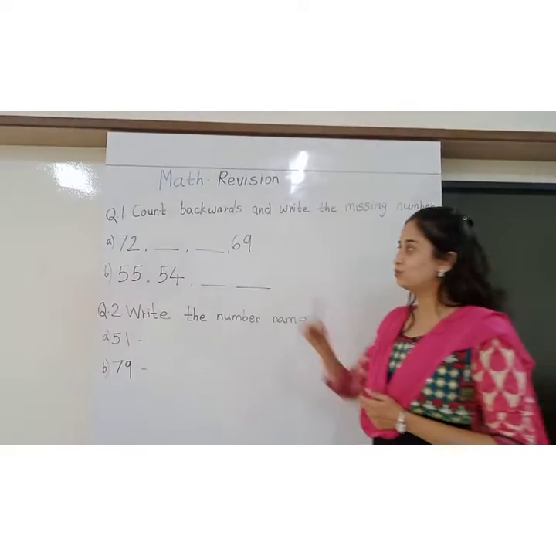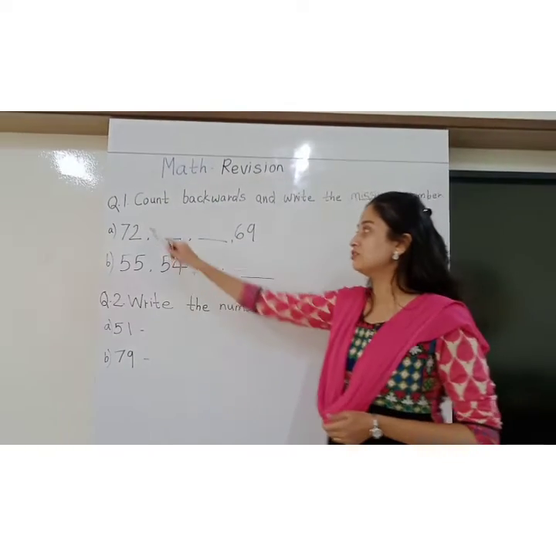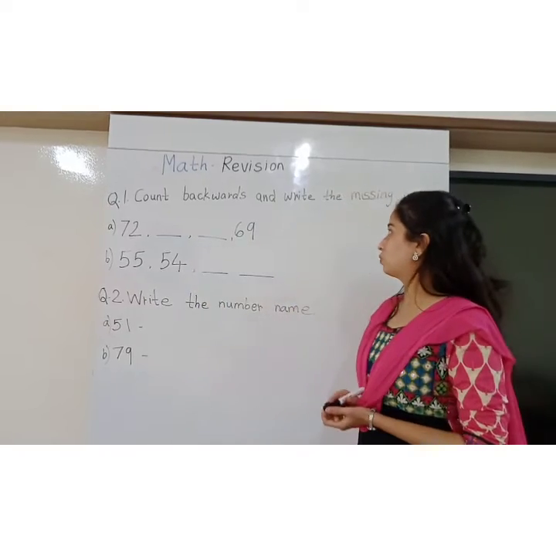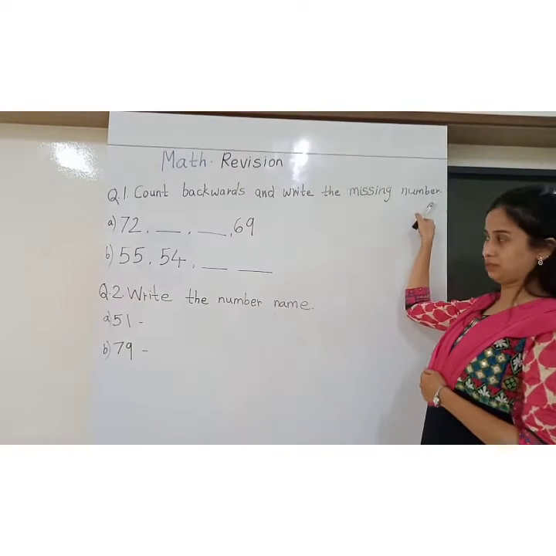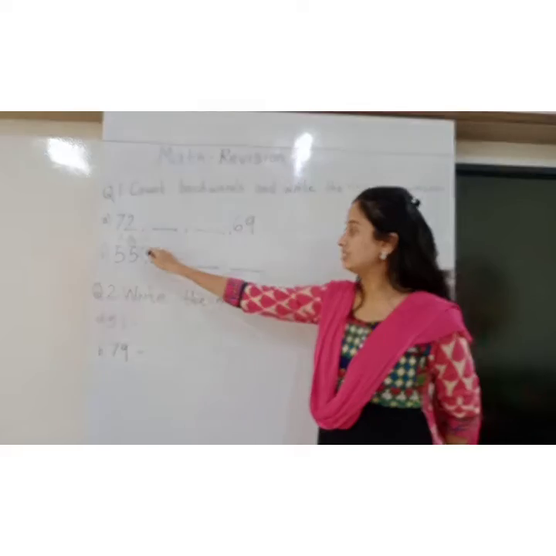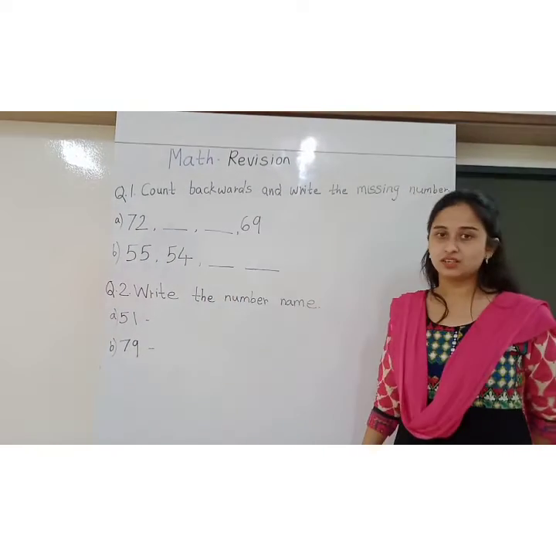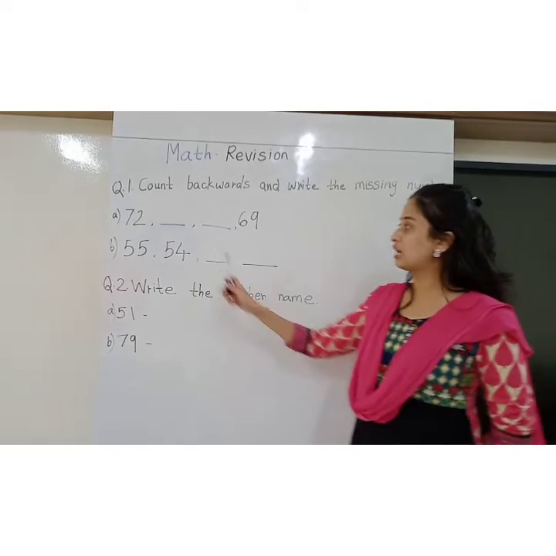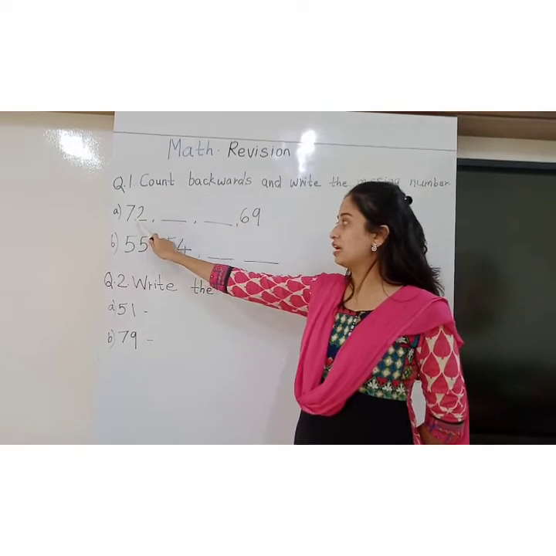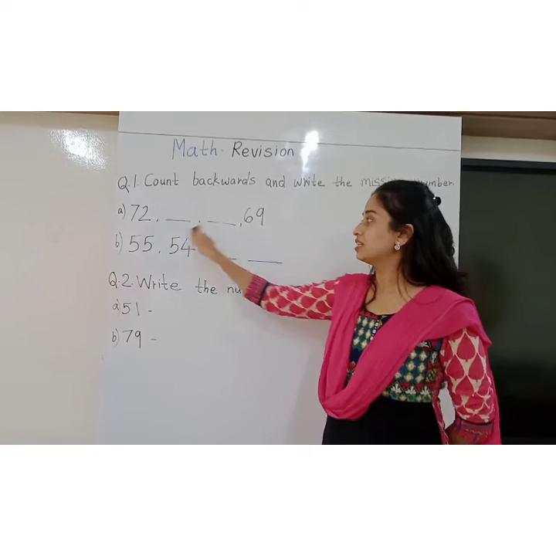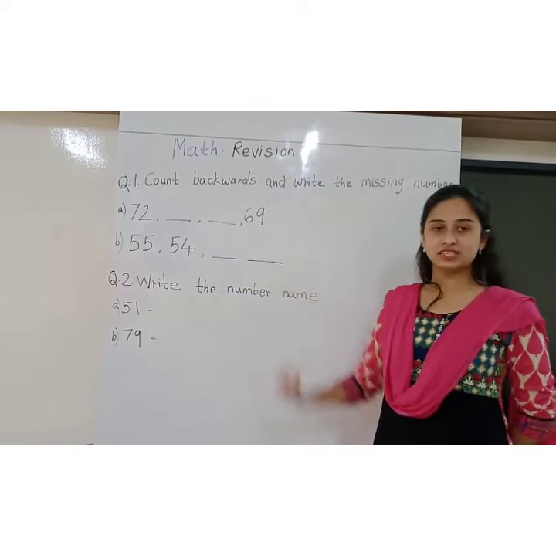So let us start with question number 1. Now what is the first question? Count backwards and write the missing numbers. Now here you can see teacher has written 2 numbers and 2 of them are missing. So what you have to do, you have to count backwards from 72 and then keep on filling the missing numbers till we reach 69.